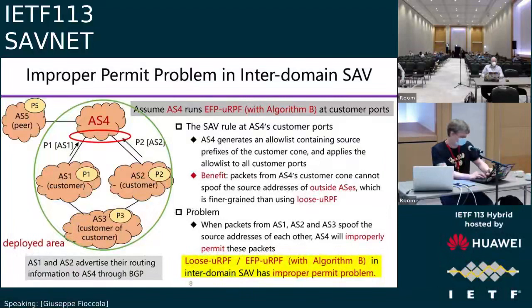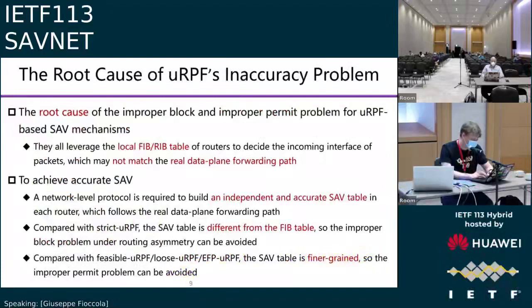So you analyze the improper behavior of URPF and the root cause for this inaccuracy, and you state that it is caused by the local FIB and RIB of routers. After that, you propose a network level protocol for discovering the real data plane path, right? Because we have to pay a cost for this discovery, I'm wondering if considering multiple feasible paths to apply SAV rules can also work, or did you think about that?